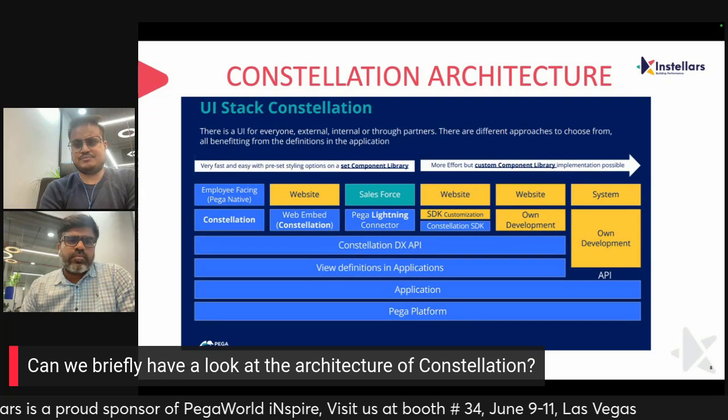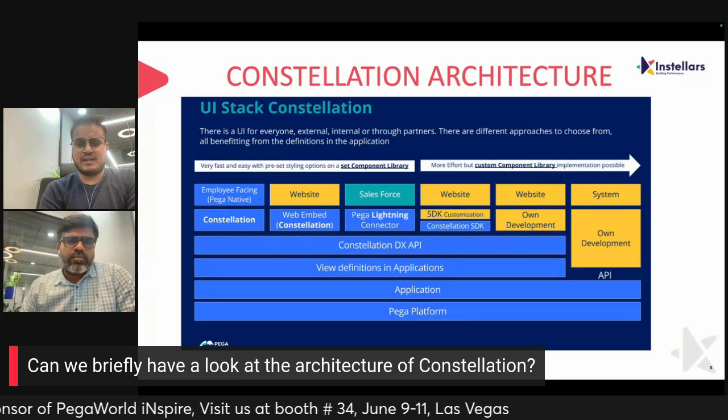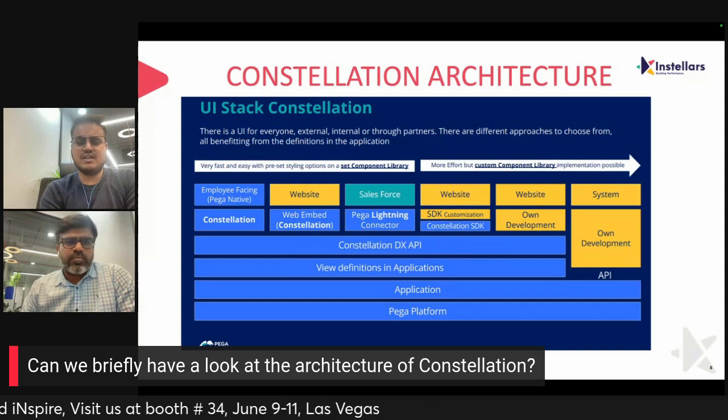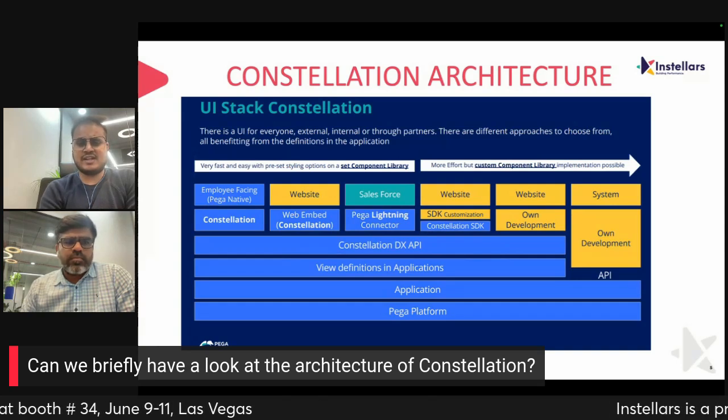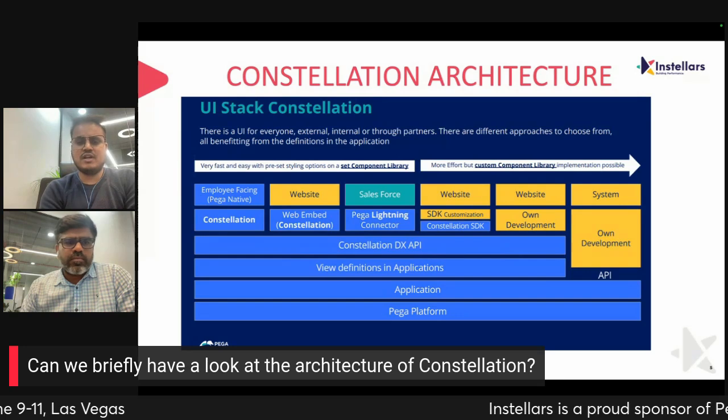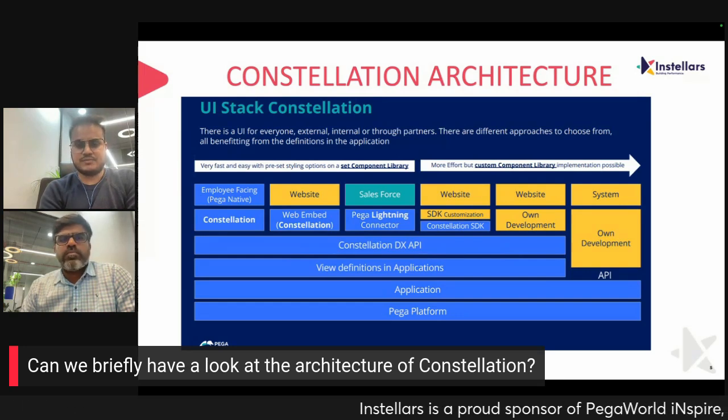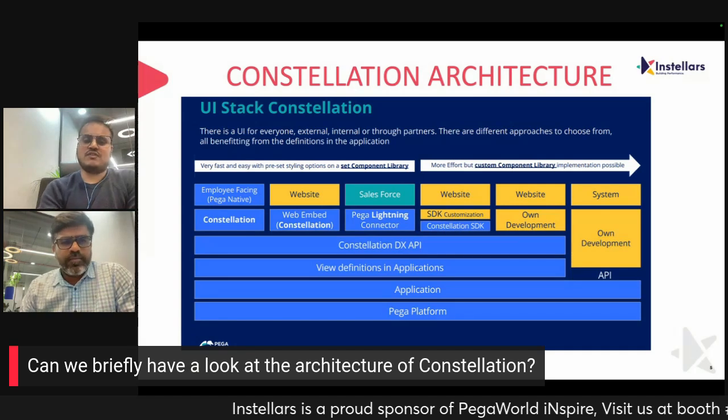Suppose somebody has a front end website for banks and they want a loan origination kind of thing. They can build that in Pega Constellation. They can embed that loan origination form on their website wherever they want, right? So this is one option of doing web embed.